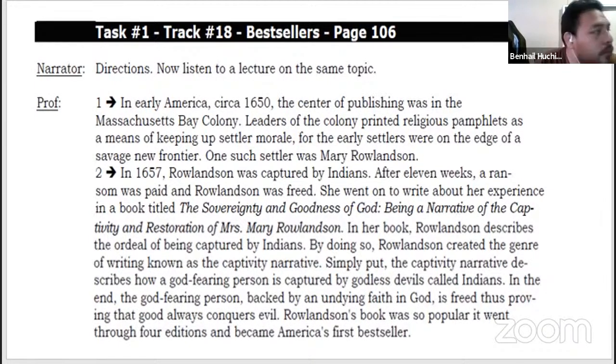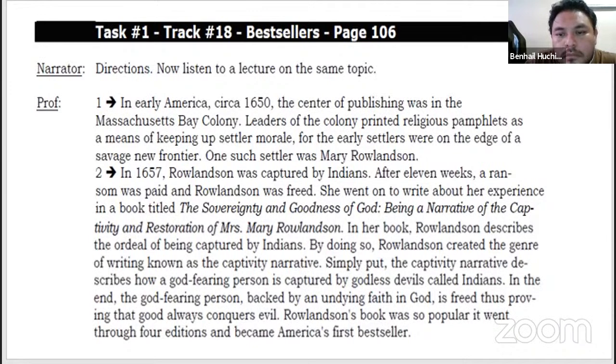Directions. Now listen to a lecture on the same topic. In early America, circa 1650, the center of publishing was in the Massachusetts Bay Colony. Leaders of the colony printed religious pamphlets as a means of keeping up settler morale, for the early settlers were on the edge of a savage new frontier. One such settler was Mary Rowlandson. In 1657, Rowlandson was captured by Indians. After 11 weeks, a ransom was paid and Rowlandson was freed.